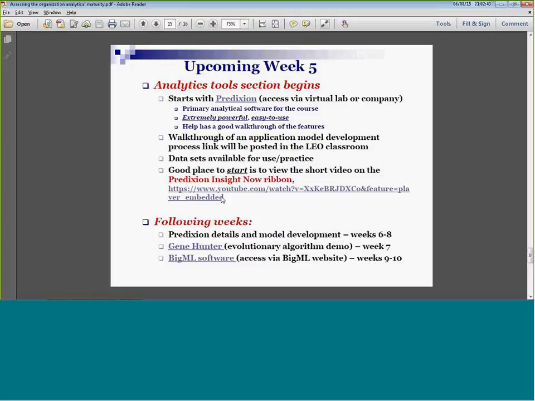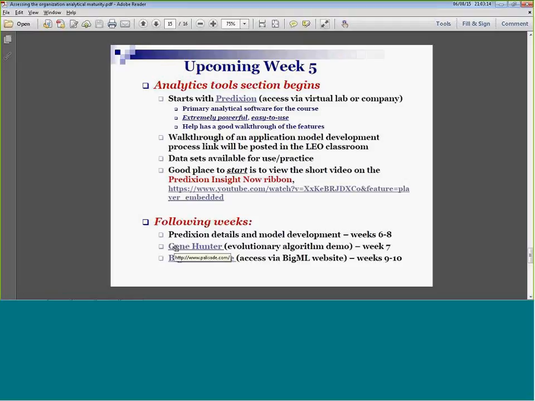Okay, so those are criteria. It has good walkthroughs, and I'll probably build a couple more myself. I'll be posting that along with some data sets that you can use for practice. So this is a good place to start for those of you who get finished with your assignment early and want to look at this. You can peek. And of course, if you go to the Prediction website, they've got tons of links. So the way this is going to work, we'll be learning and using Prediction weeks 6 through 8 and beyond. Well, actually weeks 5 through 8. We start with it in 5, then 5, 6, 7, 8.